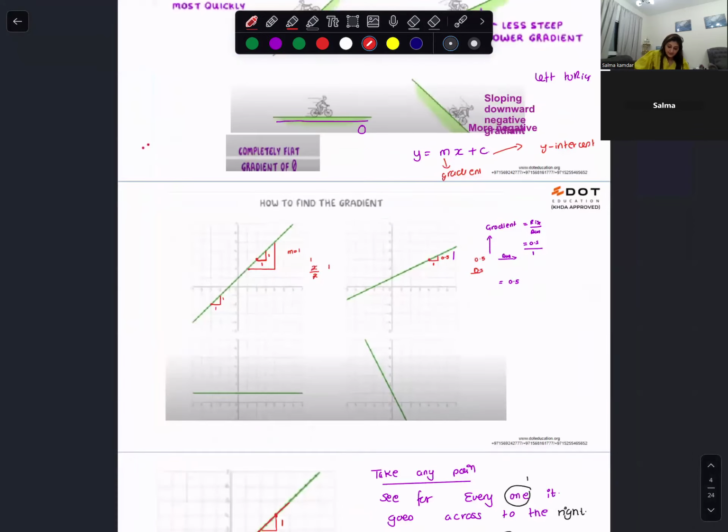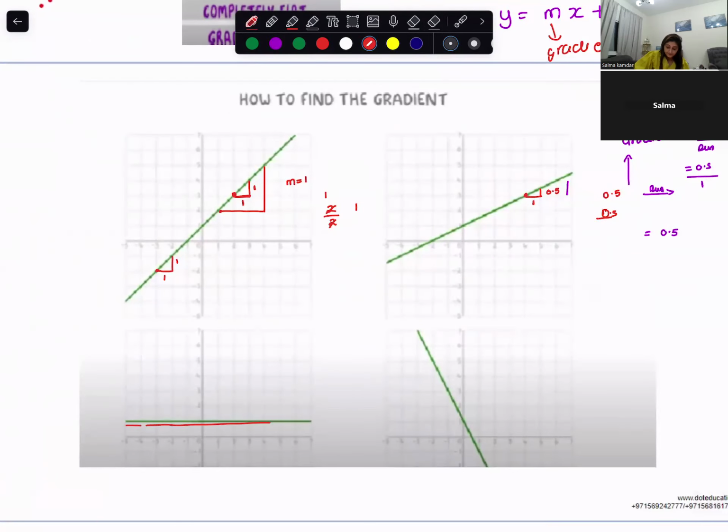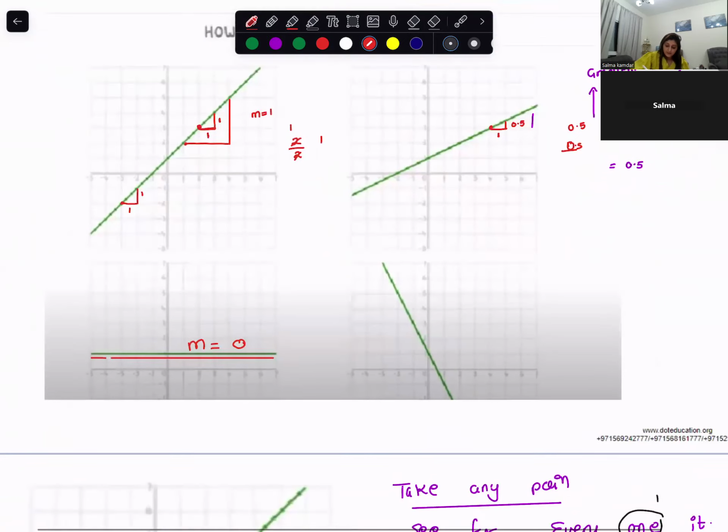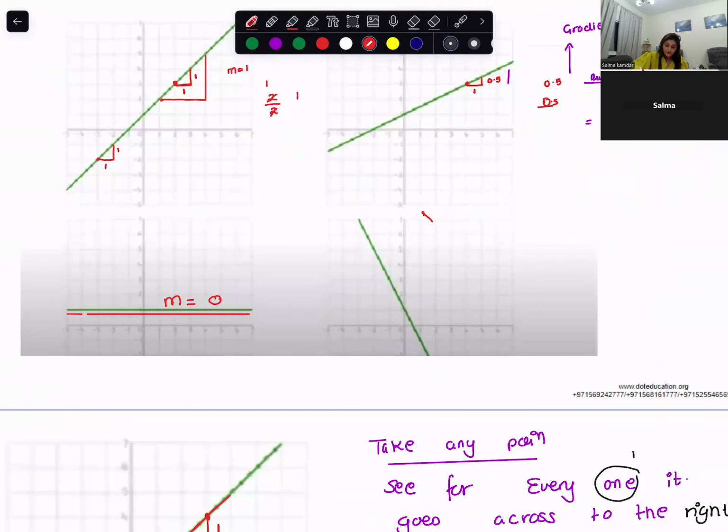If I take over here, it is flat, there is no slope. So your m, your gradient, would be 0. If I see over here, it is sloping downwards, negative. So the gradient of my line, my m, is going to be something negative. It is going to be rise over run.